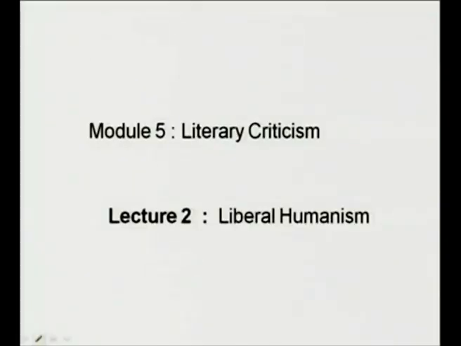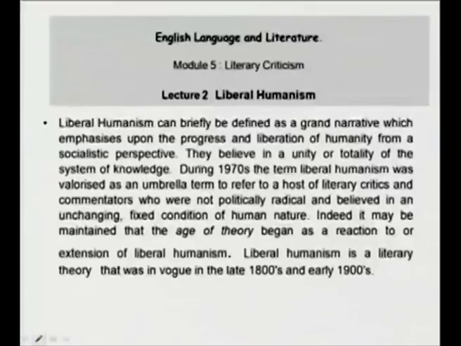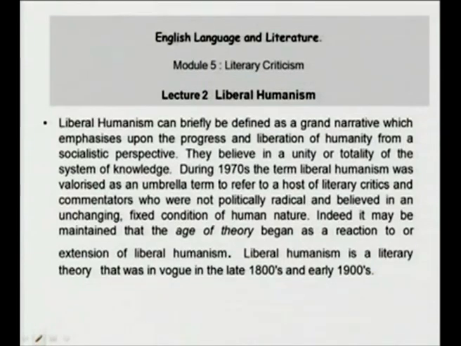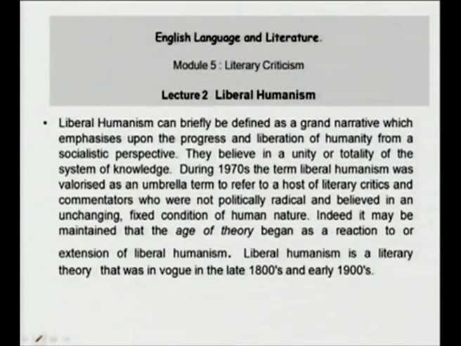So, we are now in module 5, literary criticism, lecture 2, liberal humanism. Liberal humanism, if you can understand the term, can briefly be defined as a grand narrative, also an umbrella term, which emphasizes the progress and liberation of humanity from a socialist perspective. They believe in a unity or totality of the system of knowledge, how knowledge emanates from man and from his idea of selfhood.